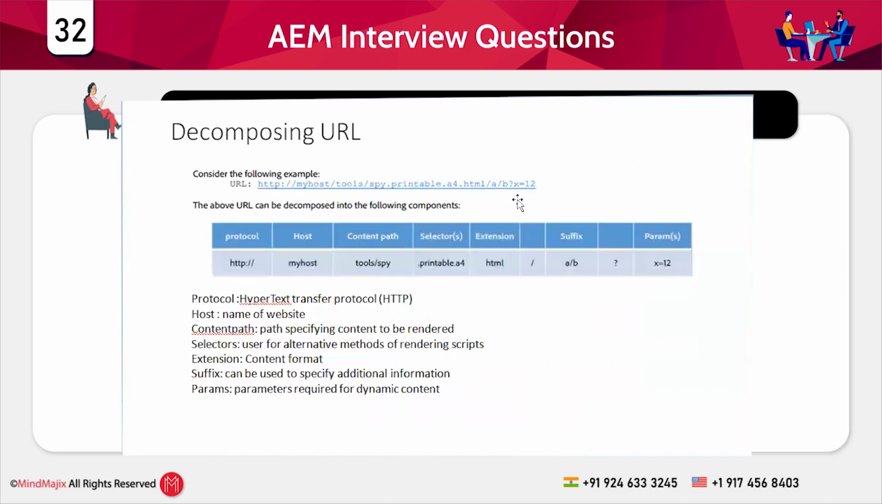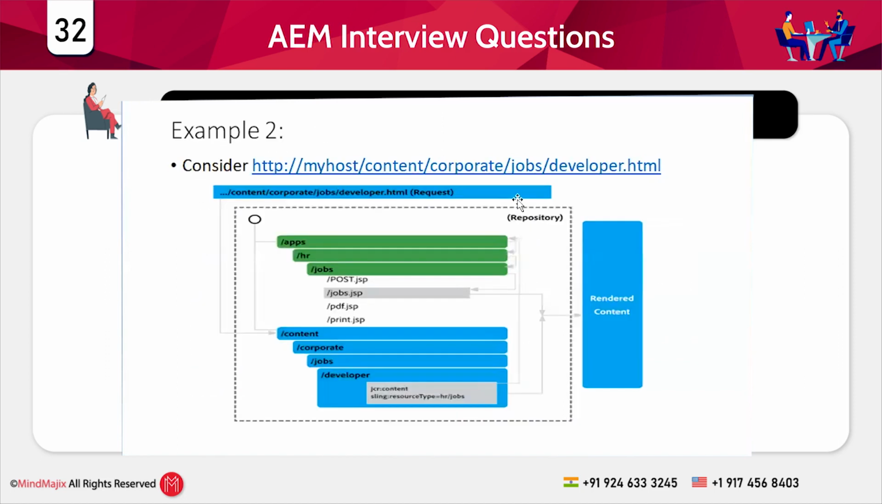Then what will happen? We have this selector, right? jobs.developer. This is a selector. Then it will go to the developer node and find the sling:resourceType, which is hr/jobs. Then it will go into apps/hr/jobs, and by default jobs will have jobs.jsp, and the content present in jobs.jsp is rendered.